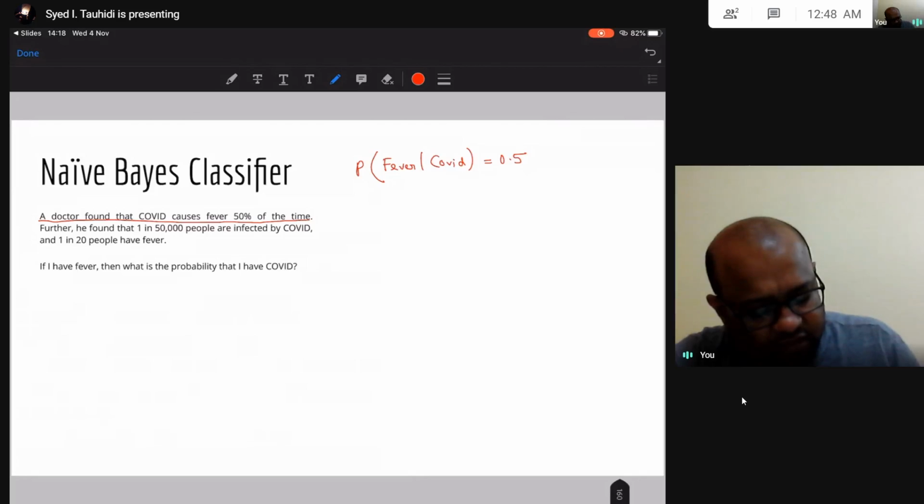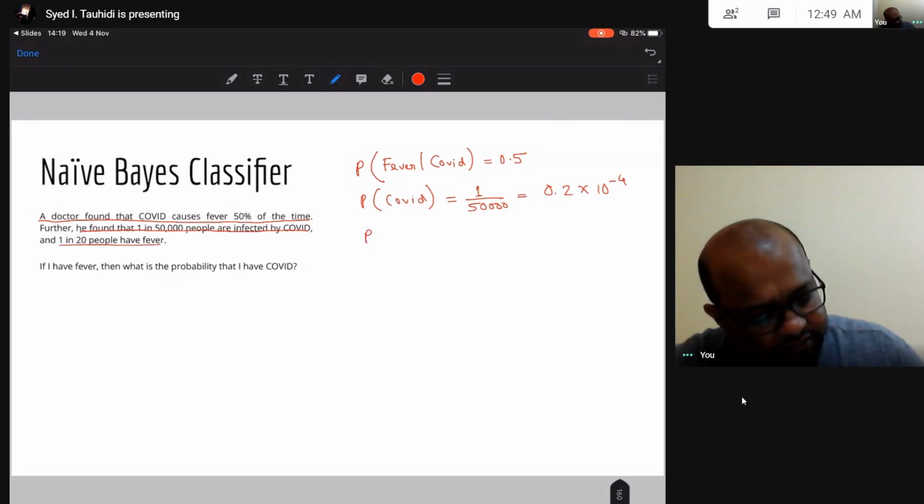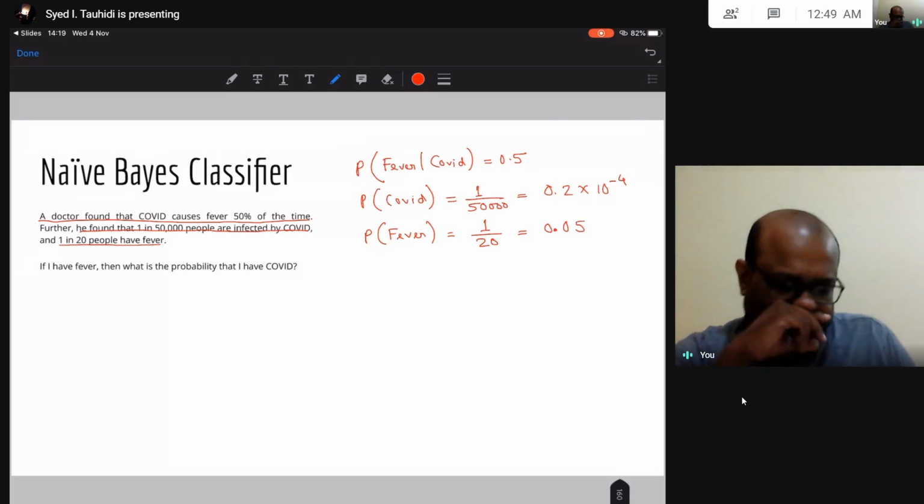Further, he found that 1 in 50,000 people are infected by COVID. So what is the probability of COVID? 1 in 50,000. Okay, that is 0.2 into 10 to the power minus 4. Alright, and 1 in 20 people have fever. Okay, what is the probability of fever? 1 in 20. That is 0.05. Alright, so this is what we have.